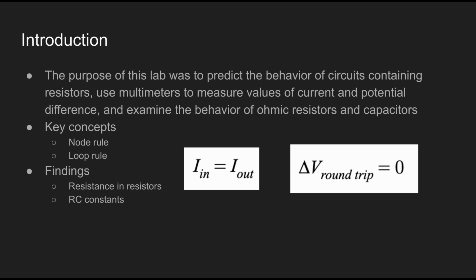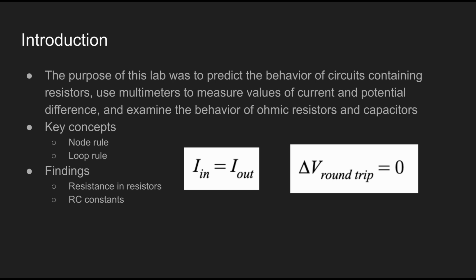The purpose of this lab was to predict the behavior of circuits containing resistors, use multimeters to measure values of current and potential difference, and examine the behavior of ohmic resistors and capacitors. To explore these behaviors, I used real circuit equipment, including multiple multimeters that describe parts of the circuit.